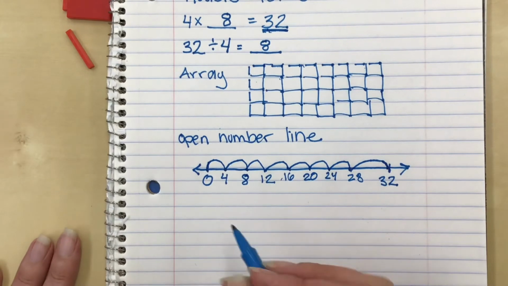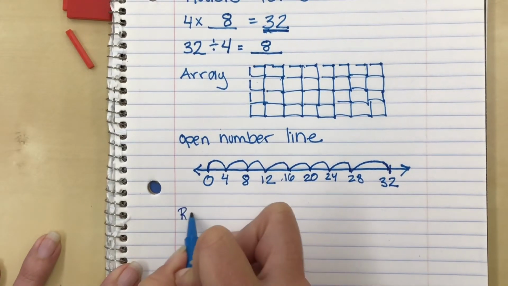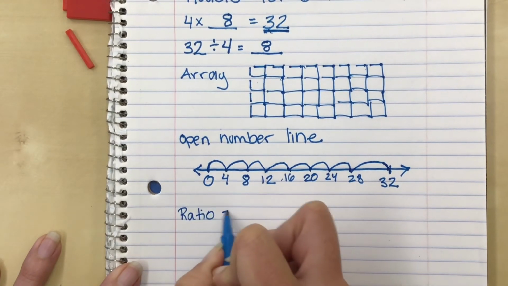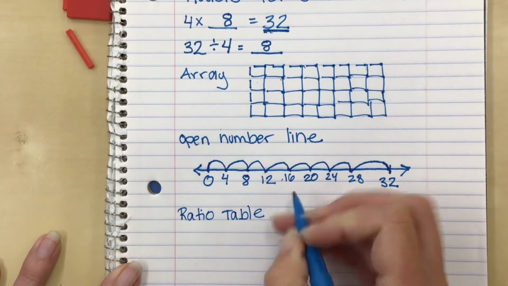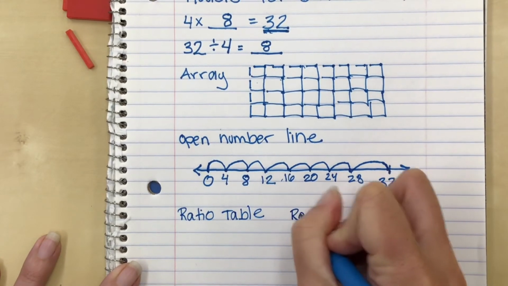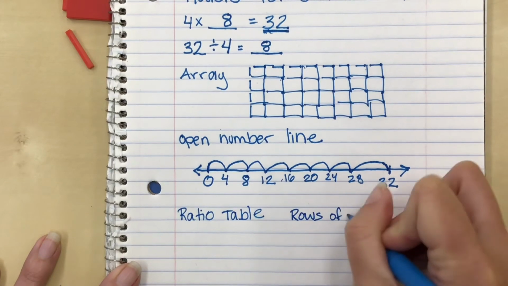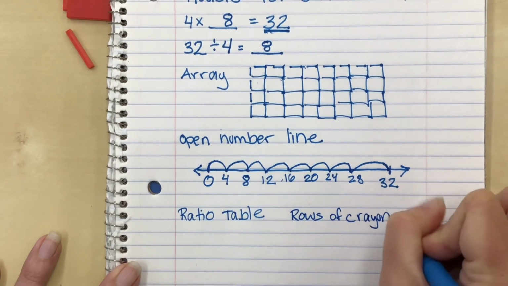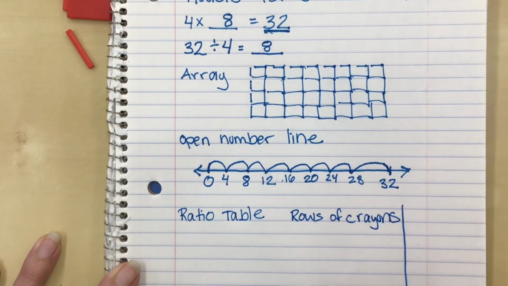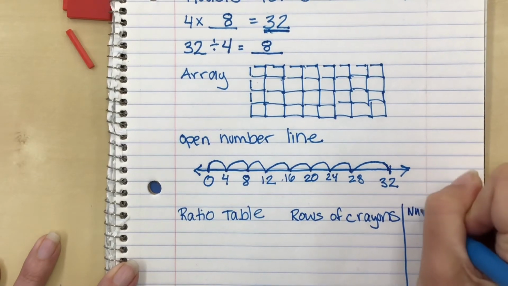The ratio table. For the ratio table, we're going to write rows of crayons and then number of crayons.